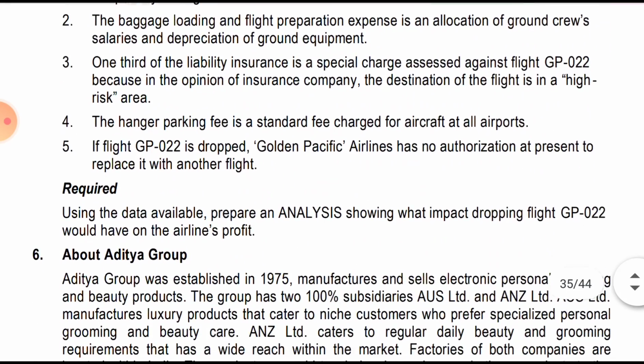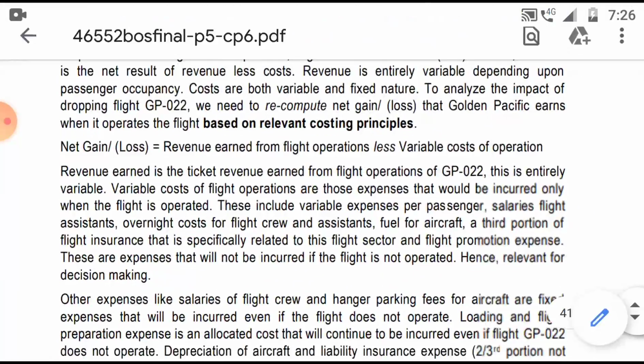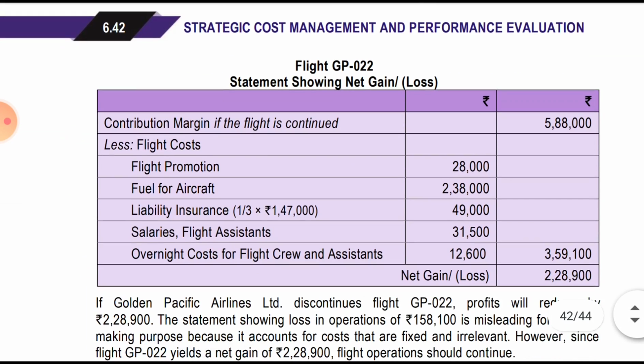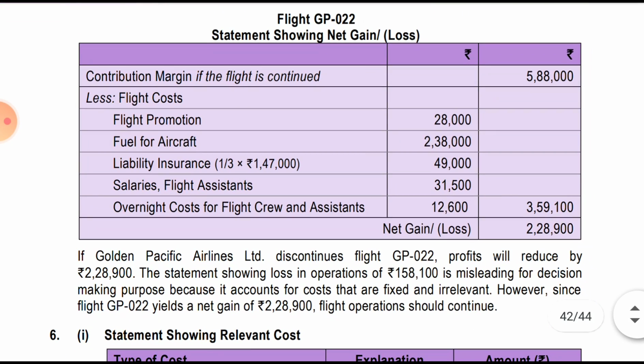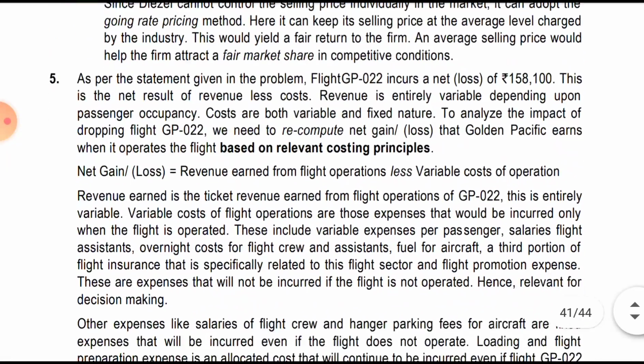We'll check whether we are right first of all, or whether we have made any mistake. No, we are correct, basically: 2,28,900. So we'll go through this text once.